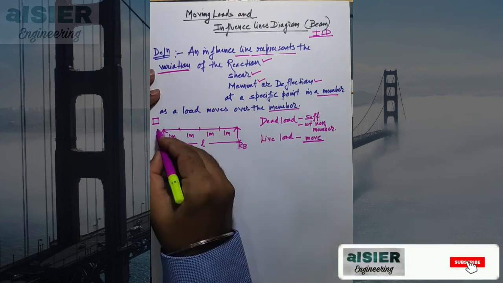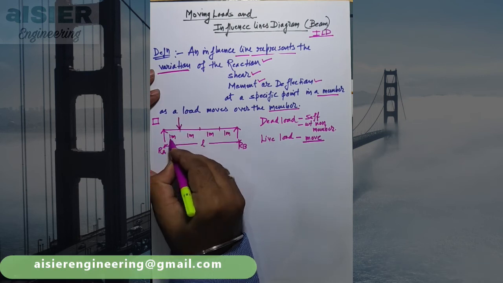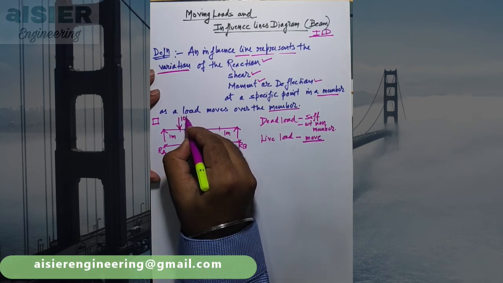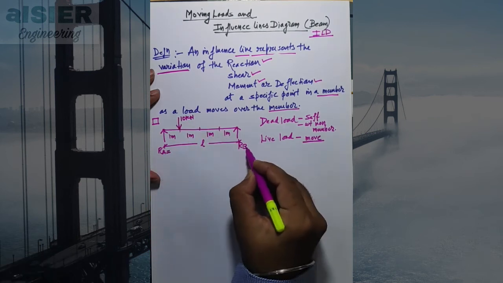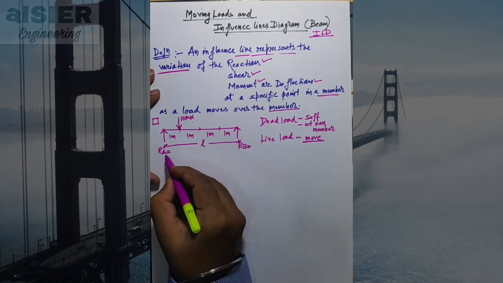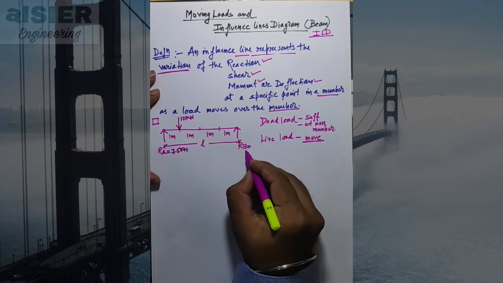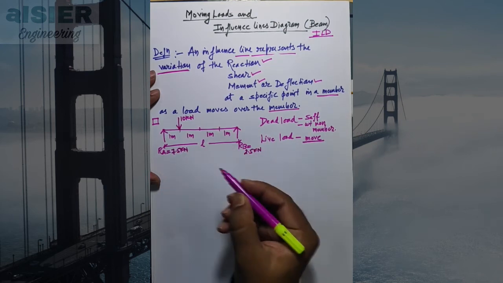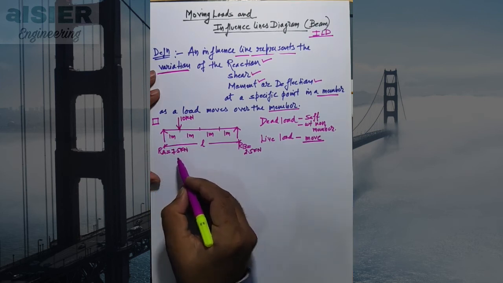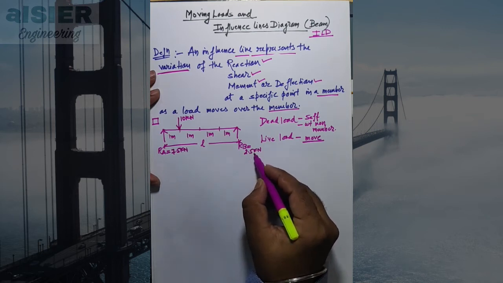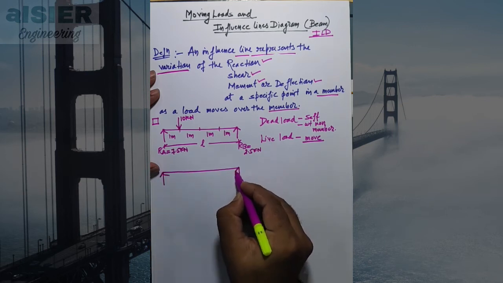Okay, and now this vehicle is moving, and currently this vehicle is at a distance say 1 meter from RA, and let us consider that the vehicle has a load of 10 kilonewton, and now we will calculate this RA and RB. So what will be the value of RA here? Value of RA will be 7.5 kilonewton and RB is 2.5 kilonewton, right? It is obvious because the load is towards RA and therefore reaction at RA will be more as compared to RB.